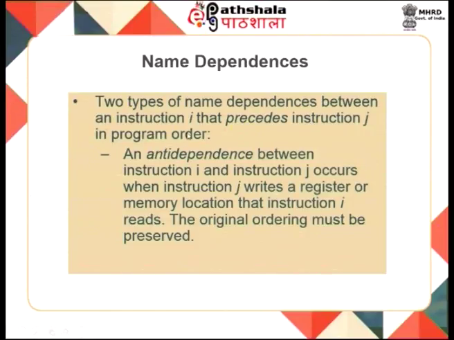So, if you look at an instruction I that precedes instruction J in program order, you call it an anti-dependence between instruction I and J when instruction J writes a register or a memory location that instruction I reads, and you have to preserve the original ordering. So, the first instruction has to read some data, and if the second instruction modifies that data before the first instruction reads it, then the first instruction will obviously read only the updated data, which is not required. That is what is called an anti-dependence.